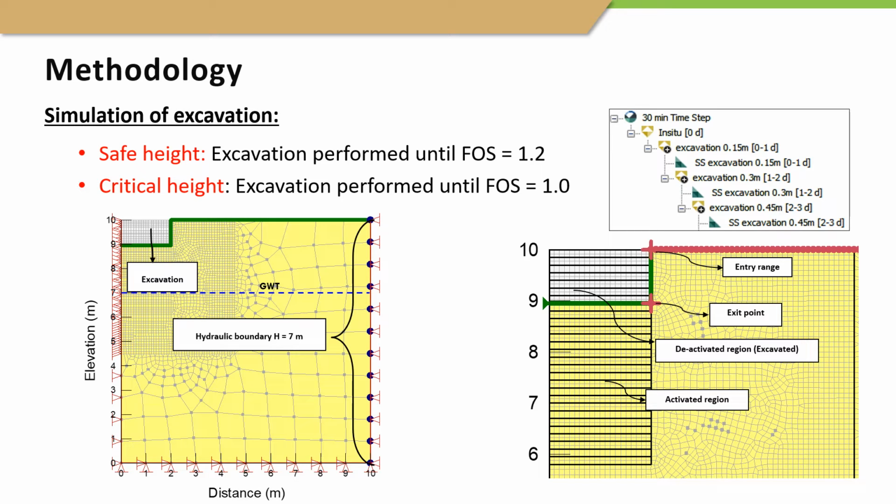Excavation was performed in a sequential manner by deactivating a region and performing consequent slope stability analysis until a desired depth was achieved. Entry-exit slip surface was used and exit point was assigned at the toe of the vertical cut. Excavation was simulated at two different heights: safe height, defined as excavation performed until a factor of safety of 1.2 was achieved, and critical height, defined as excavation performed until a factor of safety of 1.0 was achieved.